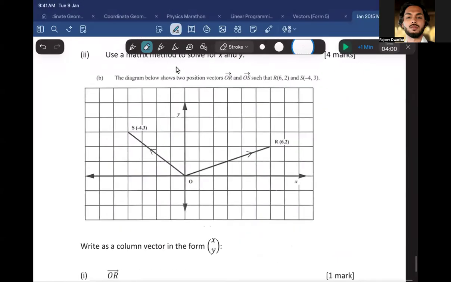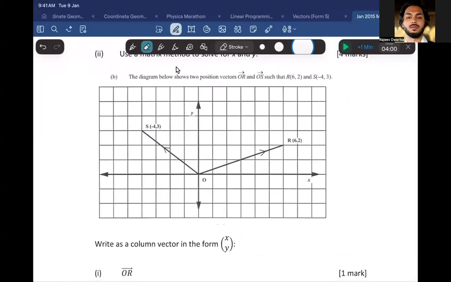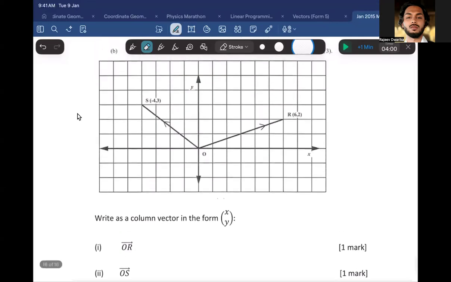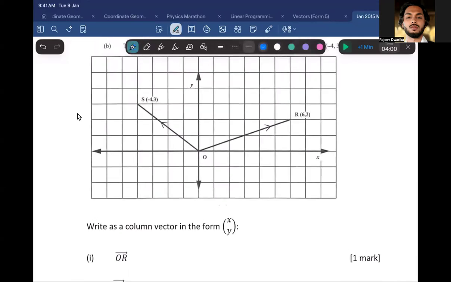All right. The diagram below shows two position vectors OR and OS such that R is (6, 2) and S is (-4, 3). Write as a column vector in the form (x, y) OR. So, Mira, how would I go from O to R? And how would I write that as a column vector?